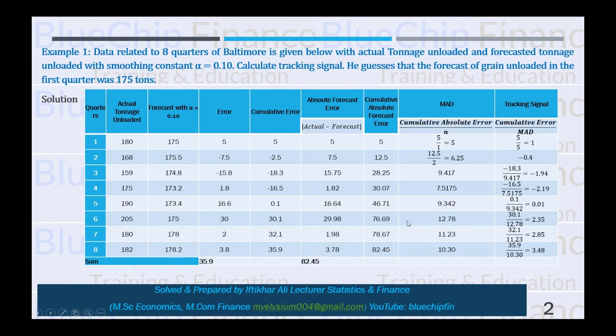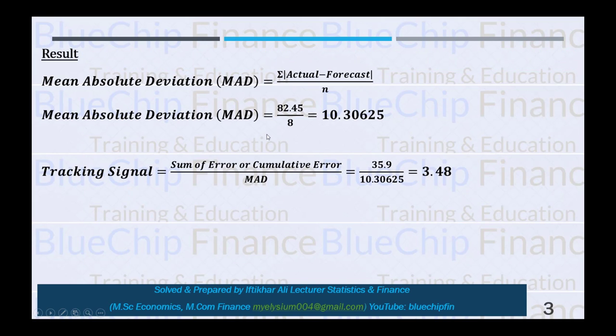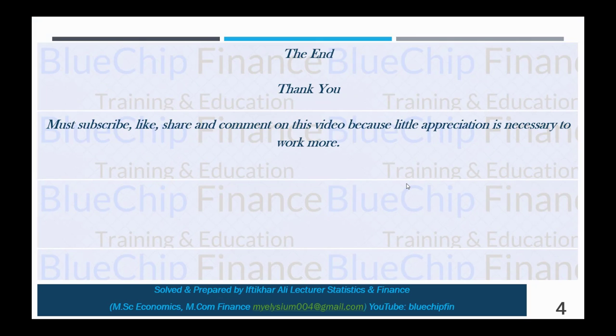And if you want to calculate only the plus side of the tracking signal, you can do so through this very easy method, and that is 3.48. So that was the calculation of tracking signal.